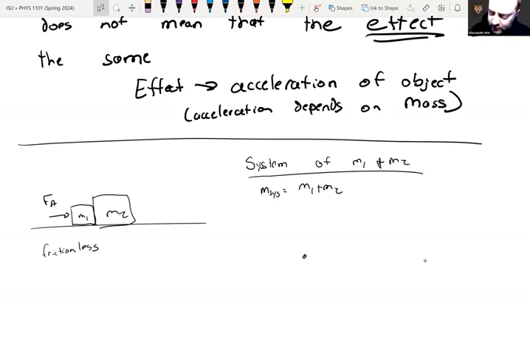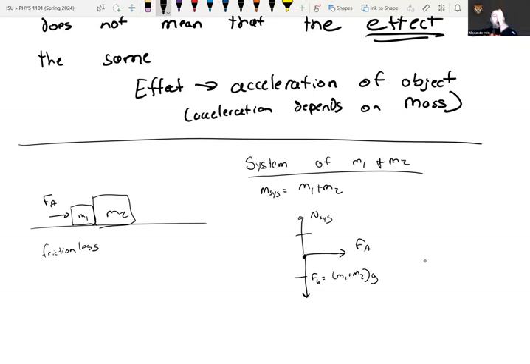Then all you would do here is say, okay, I've got the force of gravity, which we now know is mass 1 plus mass 2 times g. And then we've got the normal force on the system, and those two are equal to one another. And we have F_A to the right.